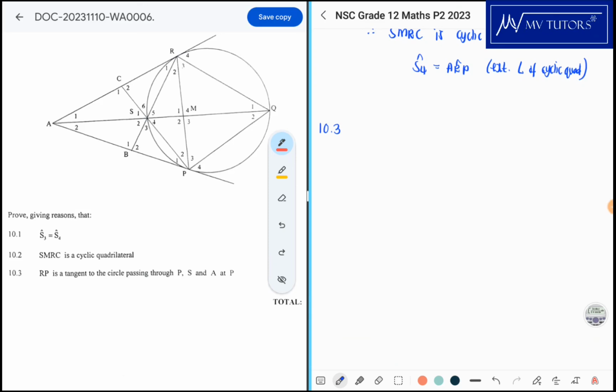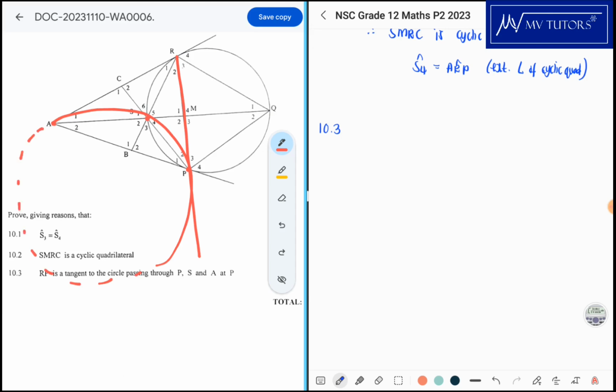RP is a tangent to the circle passing through P, S, and A at P. Alright, so this is S, P, S, A. There's a circle and then we have a tangent. So if I do something like this and we have a circle, the circle is quite big. Alright, yeah, it goes all the way. That's the circle. So now we need to prove that RP is a tangent.